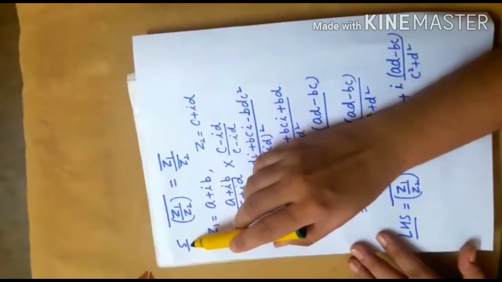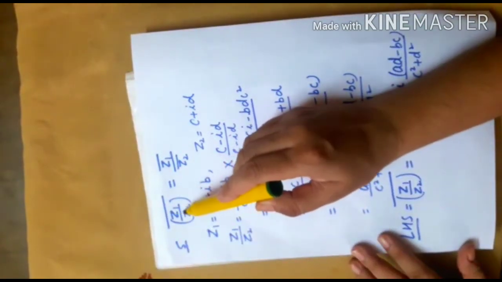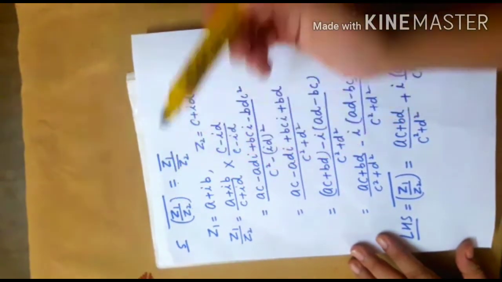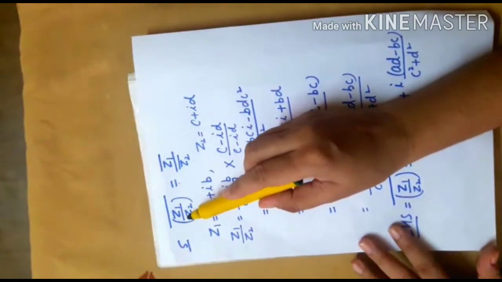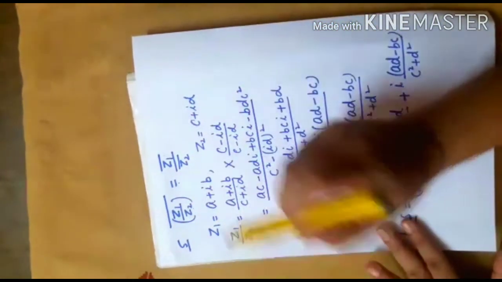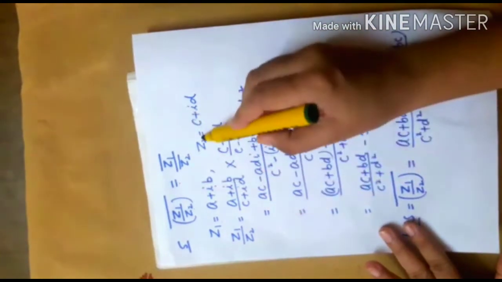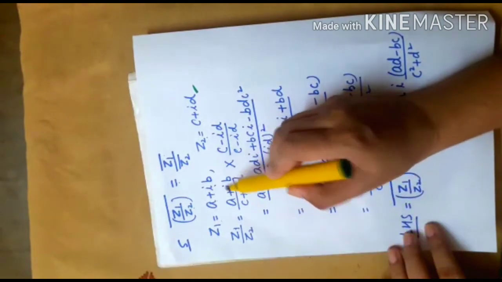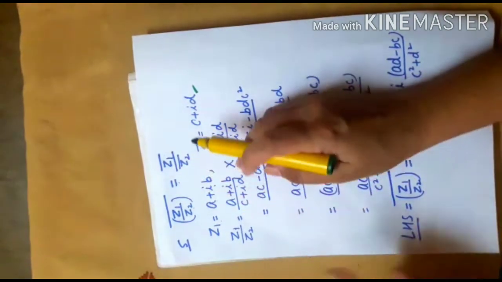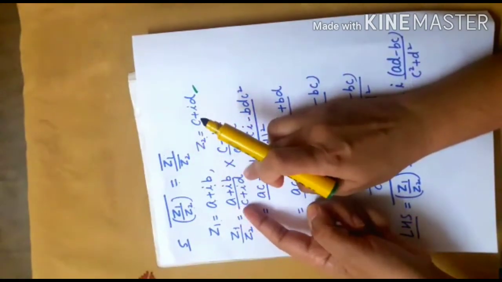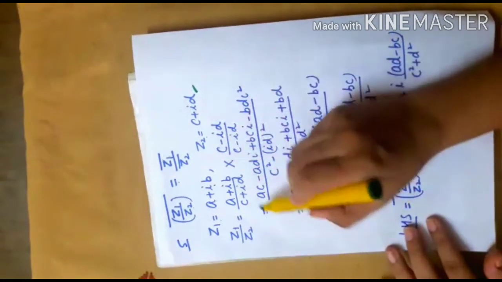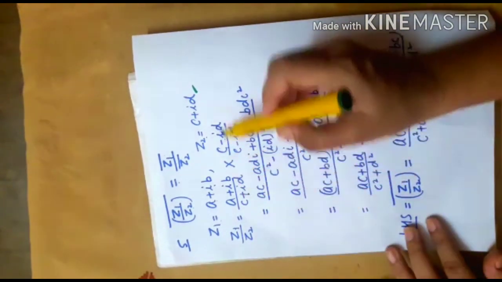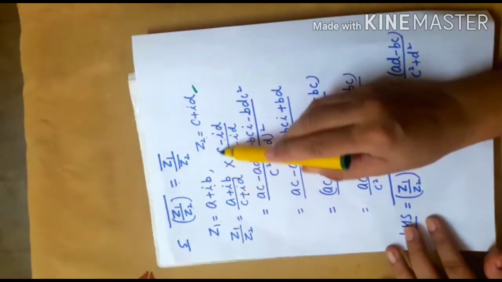Yes, next property is conjugate of Z1 over Z2 is equal to conjugate of Z1 over conjugate of Z2. And definitely Z2 should not be equal to 0. So Z1 is A plus iota B, Z2 is C plus iota D. Z1 over Z2 is A plus iota B over C plus iota D, right? To express this in standard form, I'll multiply numerator and denominator with C minus iota D. Change this sign.